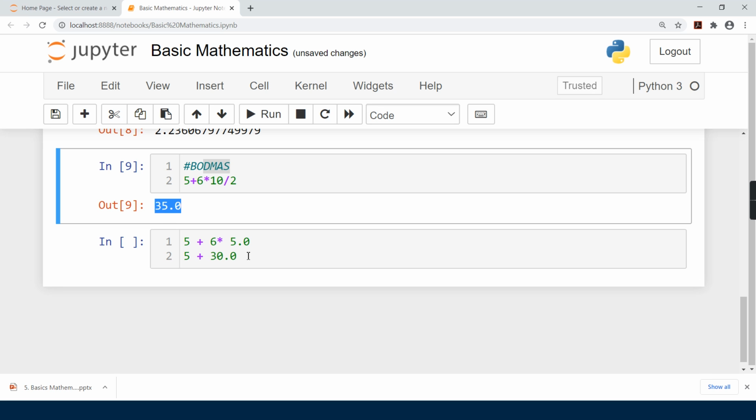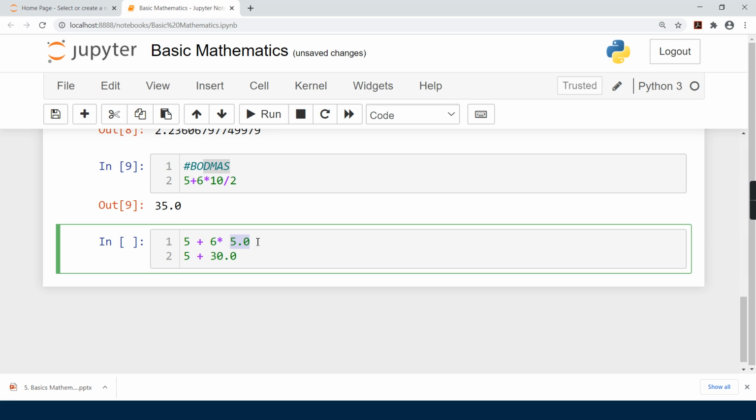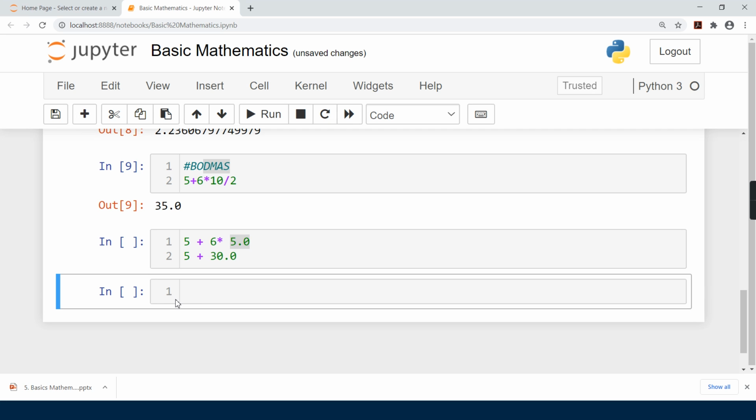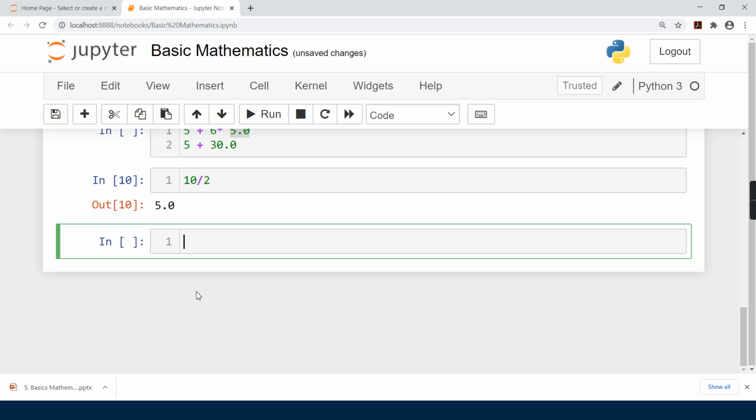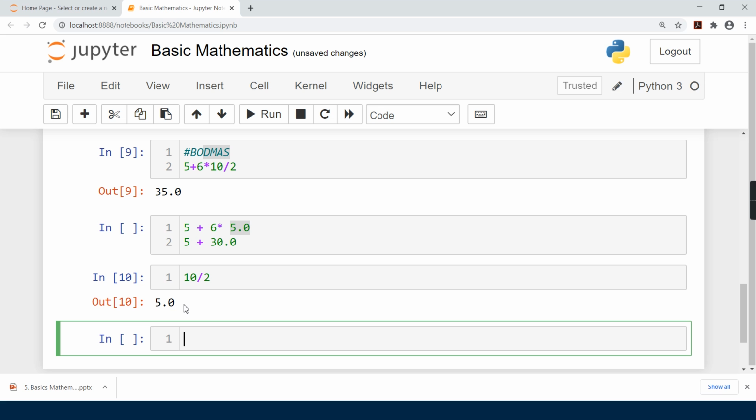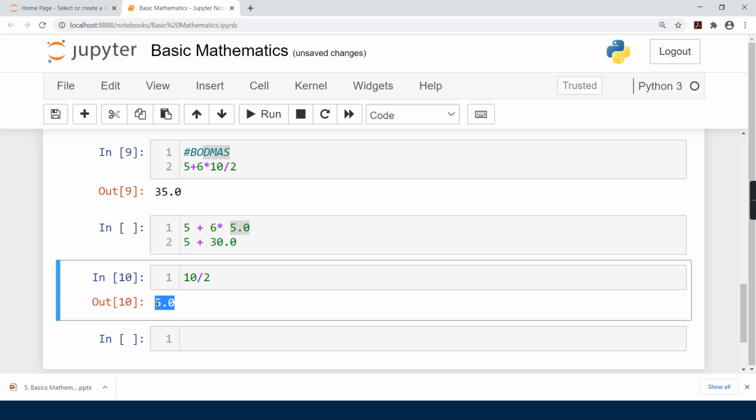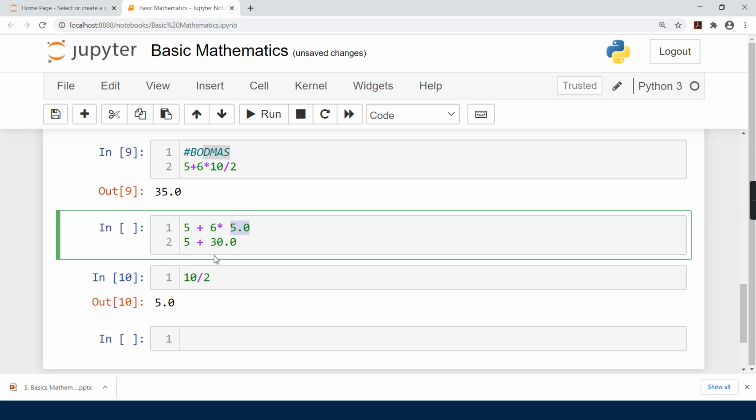You might wonder why we have this point 0 in place instead of simply writing it as 35. This is because when you divide two numbers, Python by default is going to store the value in a float format rather than integer format. So this is the reason why we have this point 0 as a decimal place coming in the value.